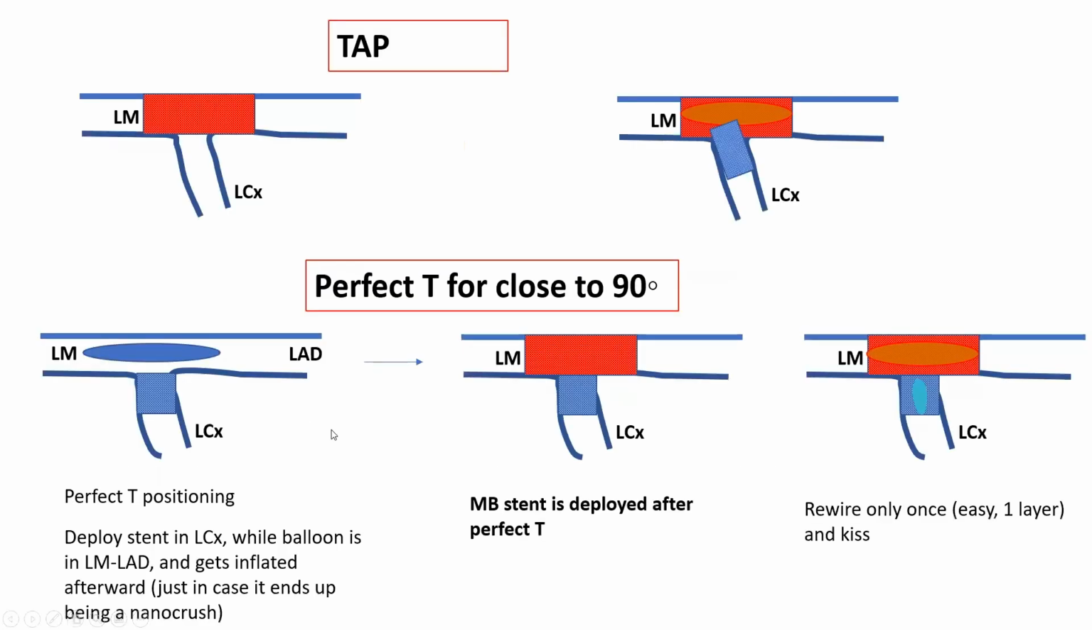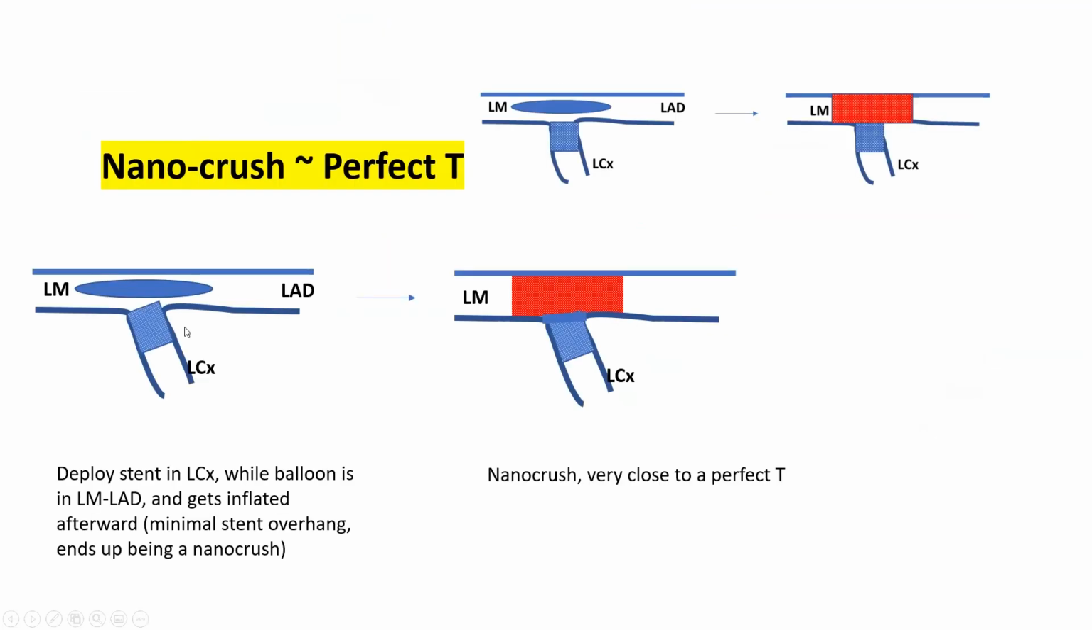So when I say perfect T, it's different from TAP, but it's very similar to nanocrush. Nanocrush means that I have made my stent hang a little bit in the left main, mostly inadvertently, and I've crushed that little bit, usually 0.5 millimeter or less. I've crushed it against the wall, but it's such a little amount that nanocrush and the perfect T are practically a similar strategy. This is the perfect T. You have absolutely no stent portion being crushed against the wall, and this is the nanocrush.